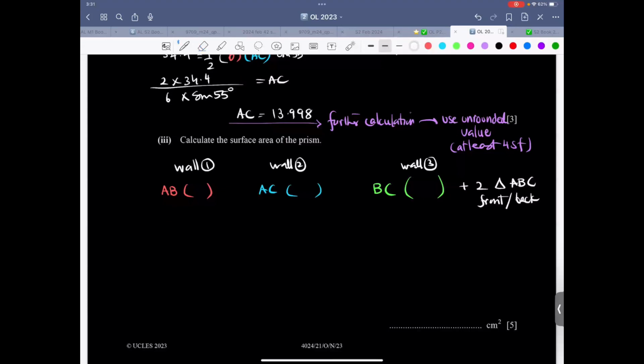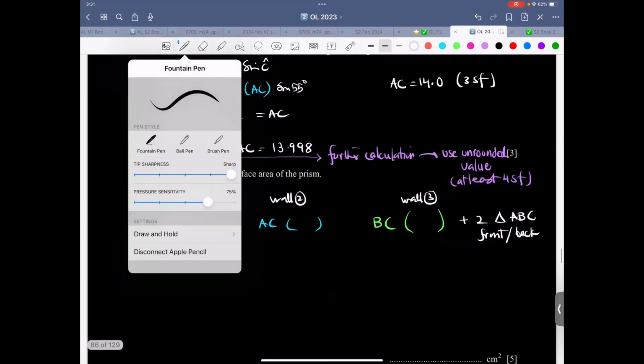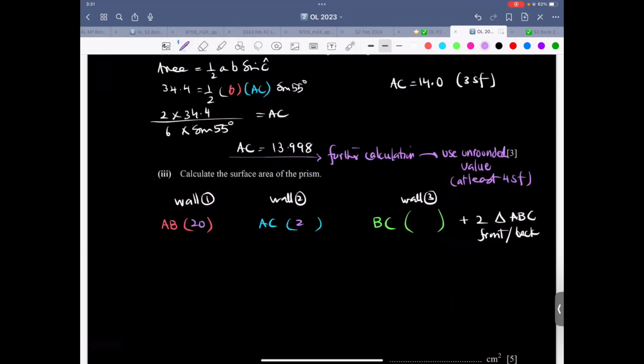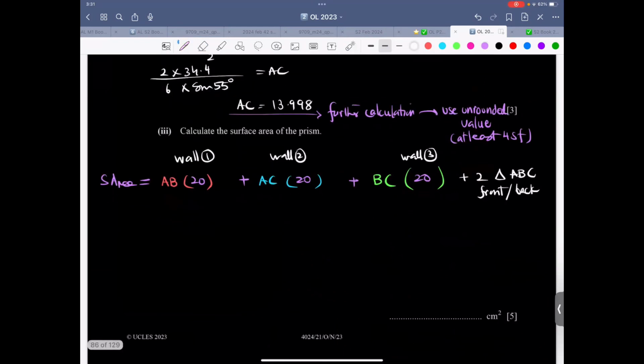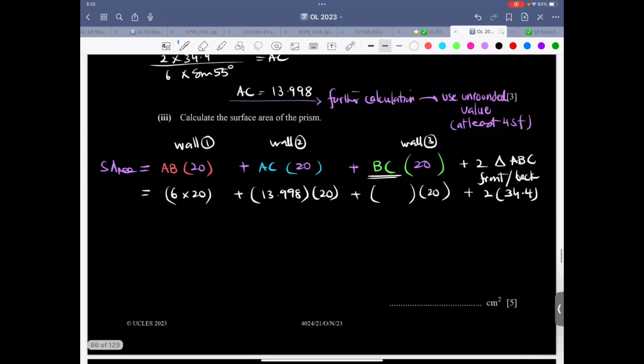Now we have AB. Yes, we have AB as 6 and the length is 20. So this is 20 and this is 20 and this is 20, and then a plus sign, and this is the surface area of the prism. Now, do we have AB? Yes, AB is 6 into 20. Do we have AC? Yes, 13.998 into 20. You can take common out and multiply it comfortably later. BC, this is unknown, into 20. And 2 times the triangle, that is 34.4. That should give me the answer.